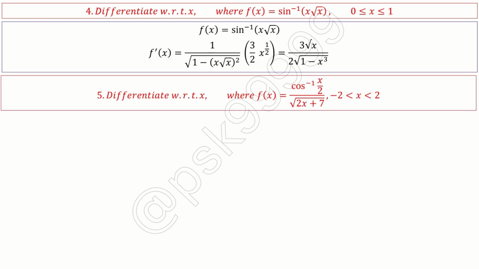Okay. Next, f of x equal to cos inverse of x by 2 divided by square root of 2x plus 7. So you will apply the u by v rule, right?